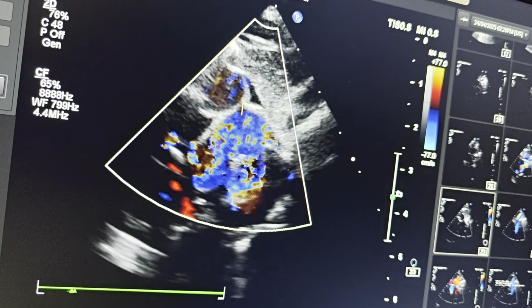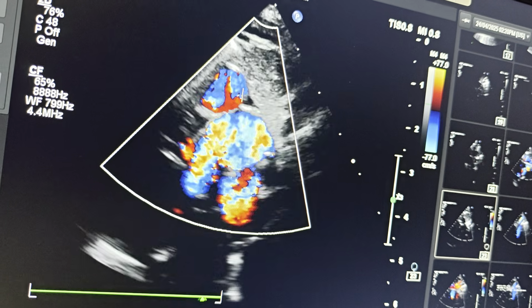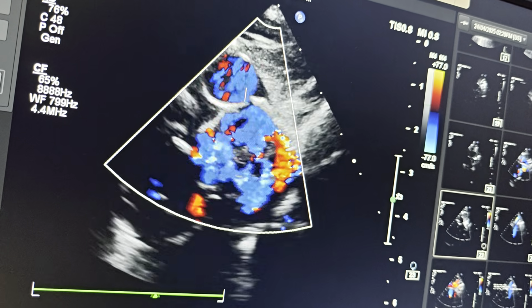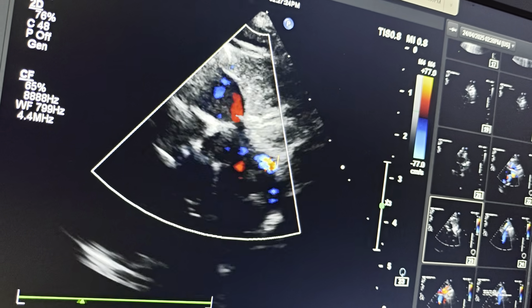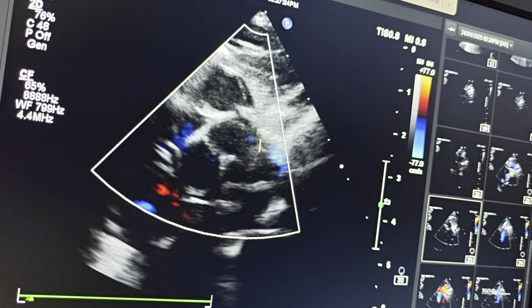So the aortic arch is interrupted. This portion is giving rise to all the cranial vessels, like the subclavian artery and common carotid artery on both sides, while the descending aorta is being supplied from the pulmonary portion through the PDA.